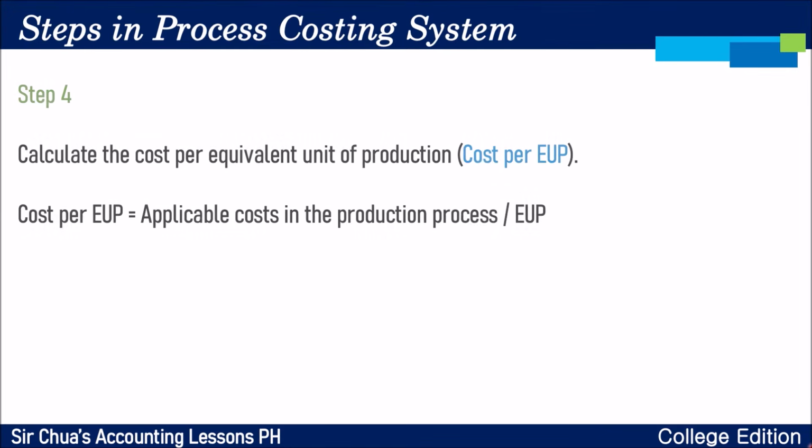Step 4. Calculate the cost per equivalent unit of production or the cost per EUP. So, to get the cost per EUP, you get the applicable cost in the production process, kung magkano po yung na-incur natin na cost in the production process, and we will be dividing it by the equivalent units of production.